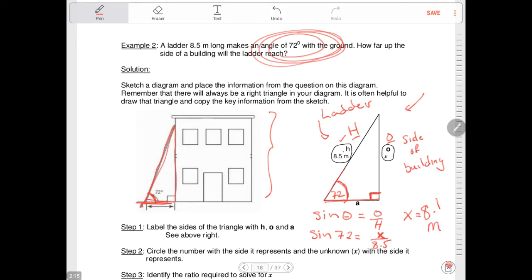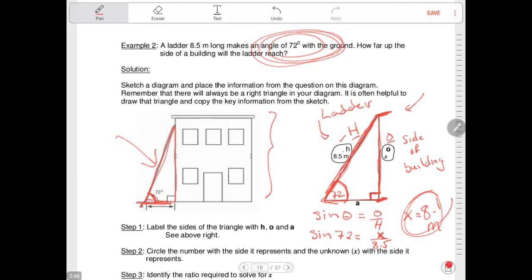So what we have found here is if you take this ladder and lean it on the building, it's 8.5 meters long, I get that. But how far up the building did it go? Well, from here to here, that is a distance of 8.1 meters. Do you see how we had to apply the sine ratio to that? We had to take this triangle and apply the sine ratio to it. Okay, I really hope that makes sense.